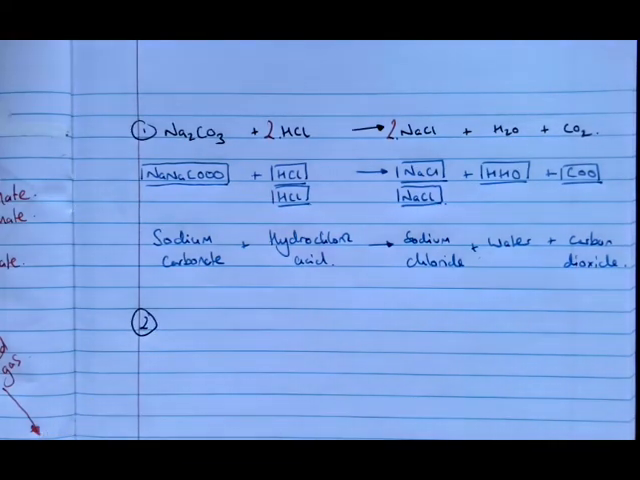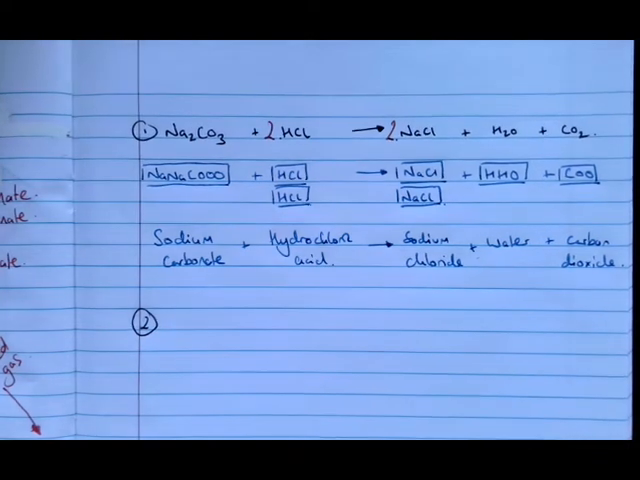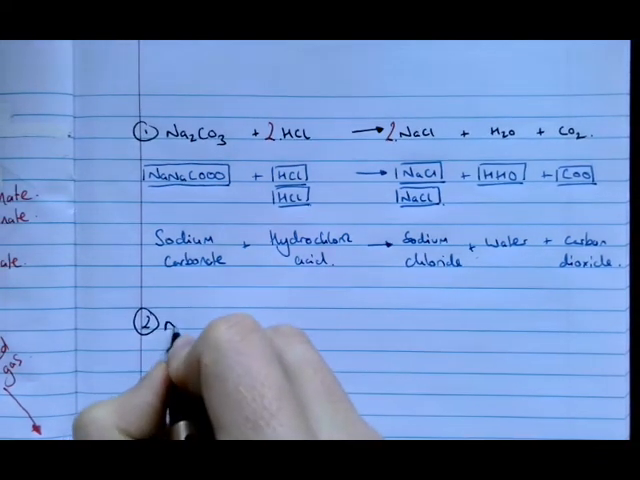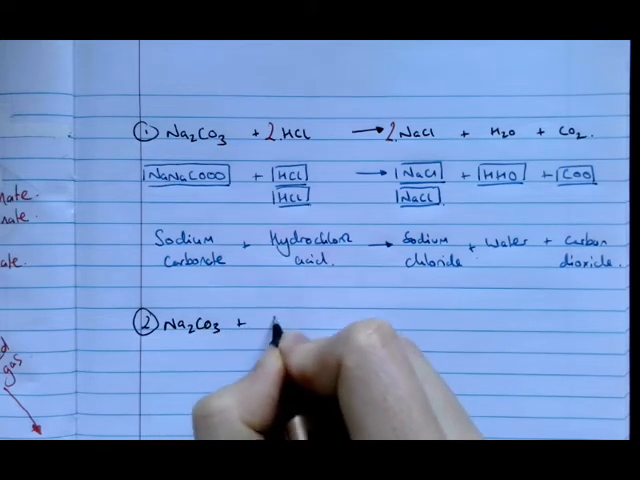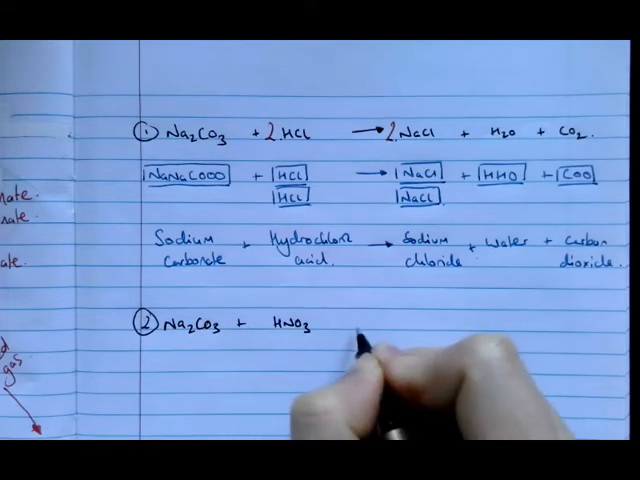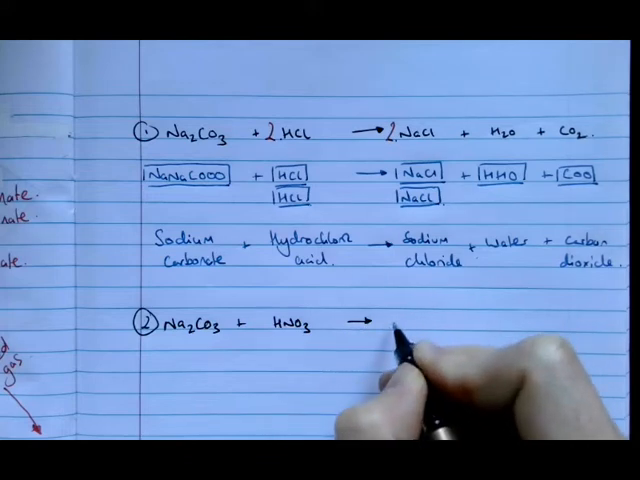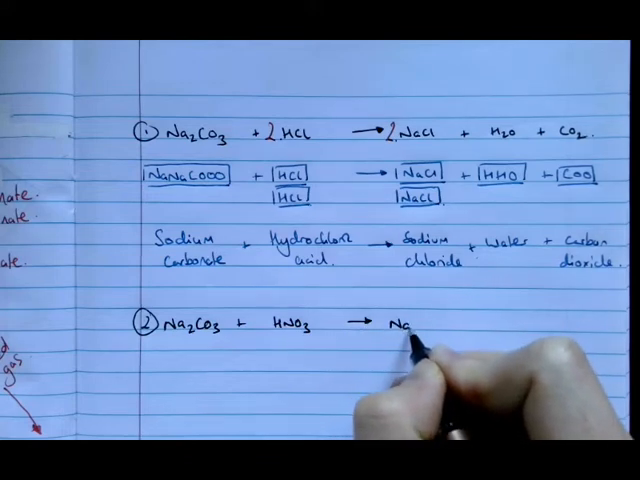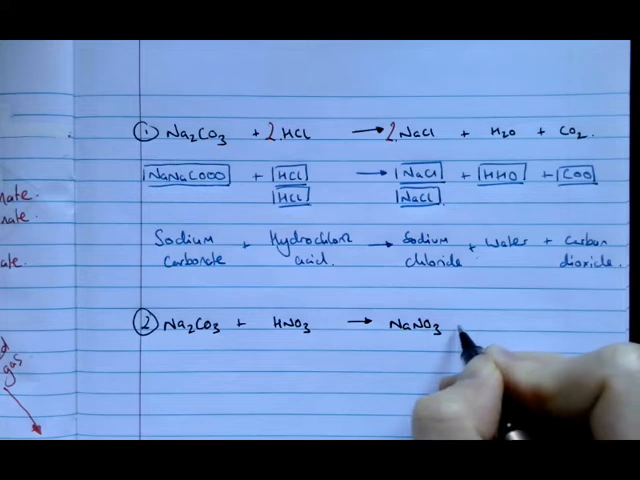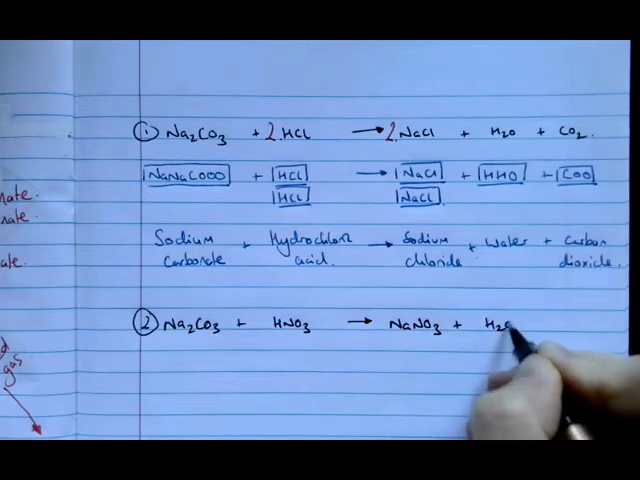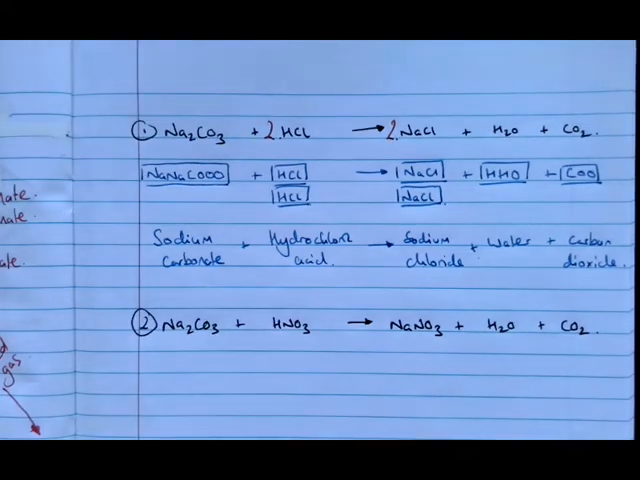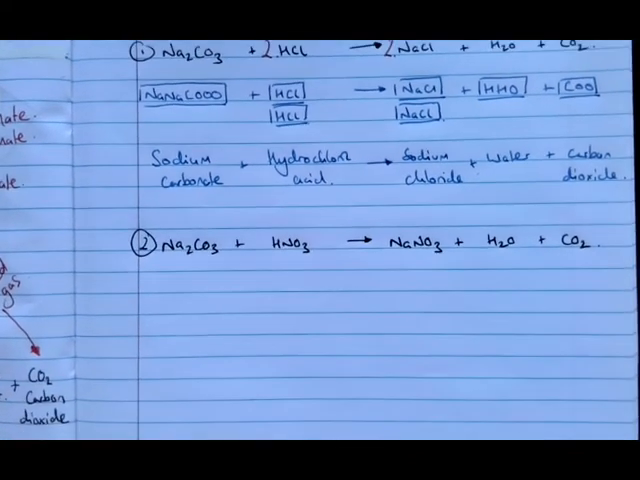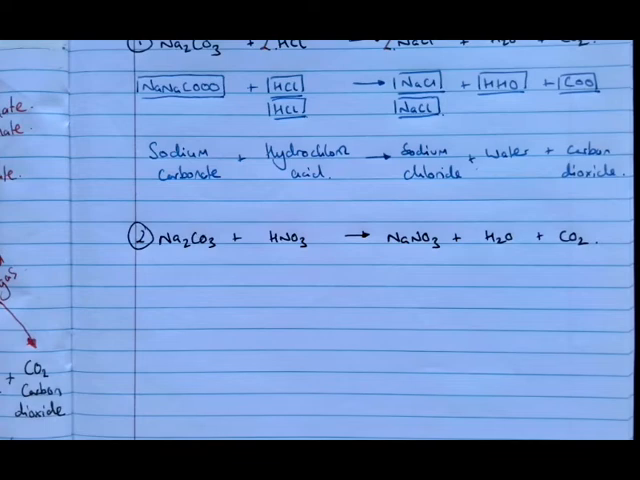Okay, so I would like you to have a go at another one, and the one I would like you to have a go at is Na2CO3 plus HNO3 goes to NaNO3 plus H2O plus CO2. So again, I would like you to balance the equation and write underneath it what the word equation is.